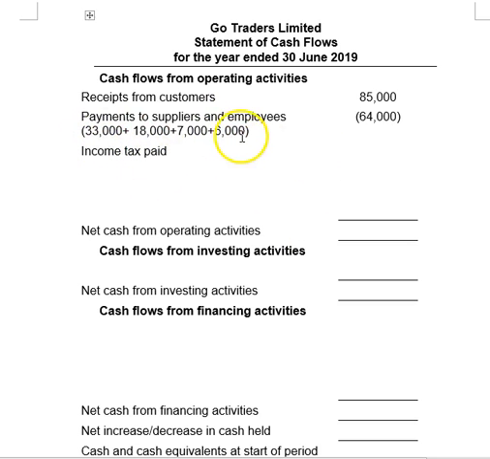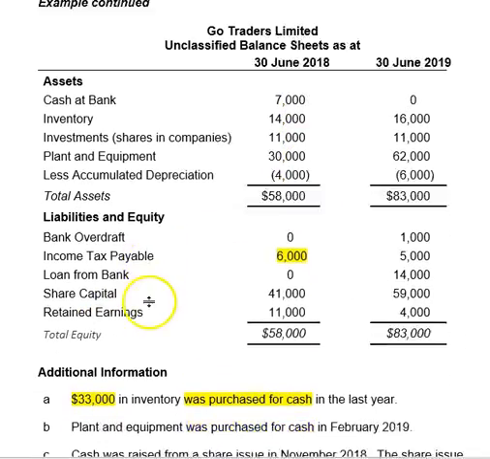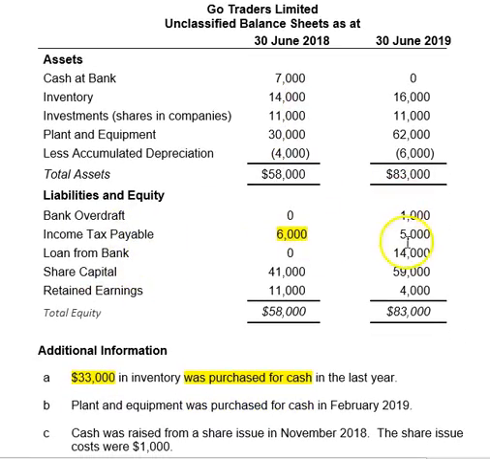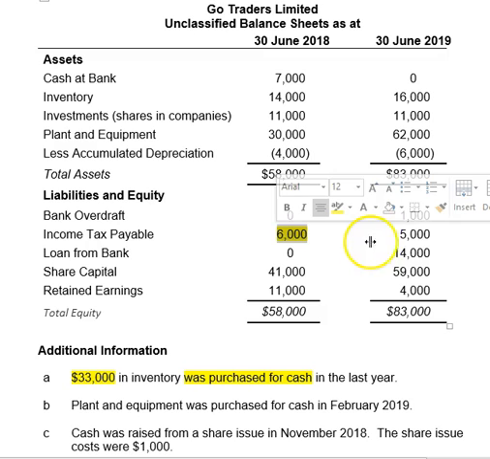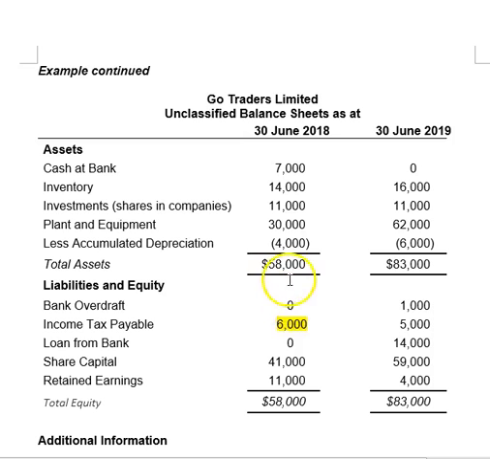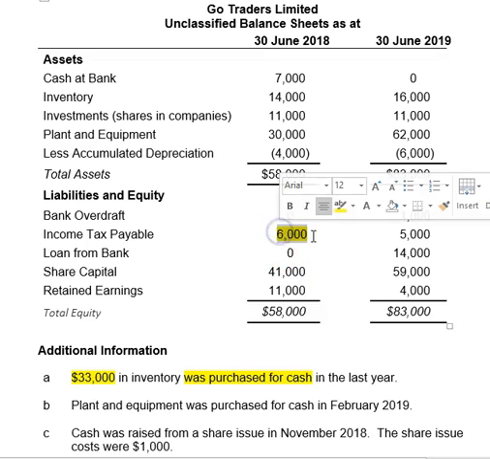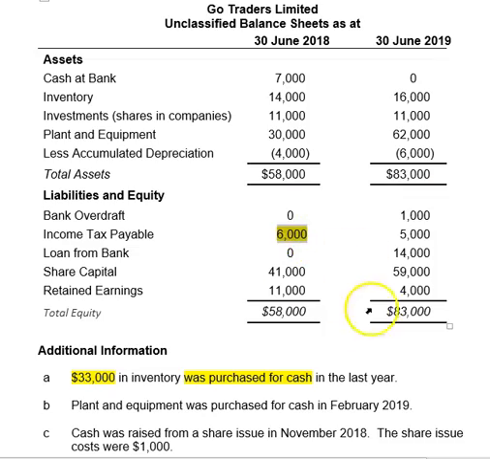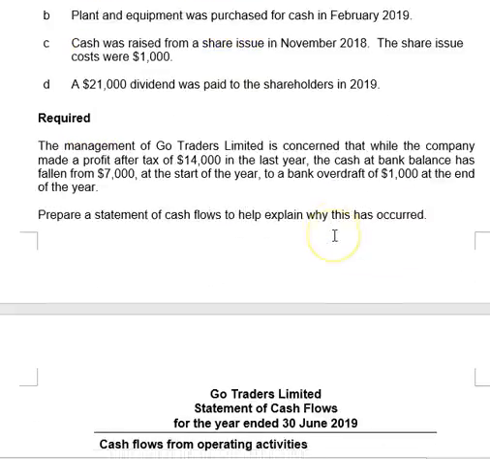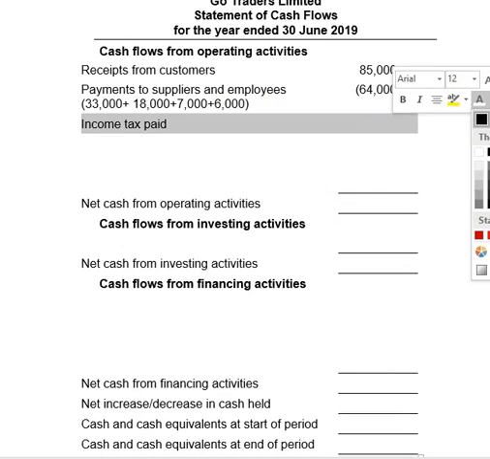Okay, next we will talk about income tax paid. For income tax paid, we need to look at the income tax payable. Under the income tax payable account, we are going to look at the opening balance, because this is the amount that we are going to pay this year. This 6,000 over here is the income tax expense for the last year, which will be paid during this year. So we are going to take 6,000. So my income tax paid is 6,000.